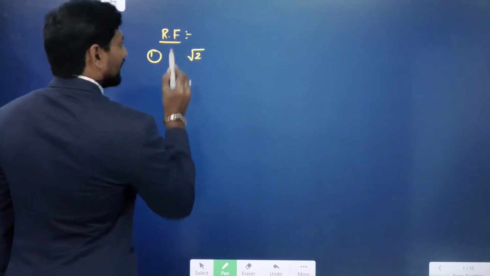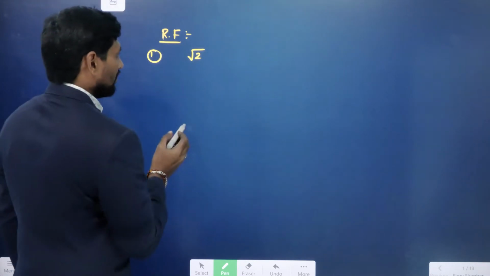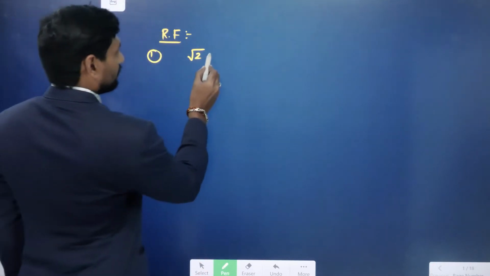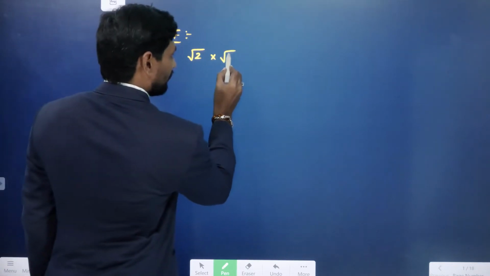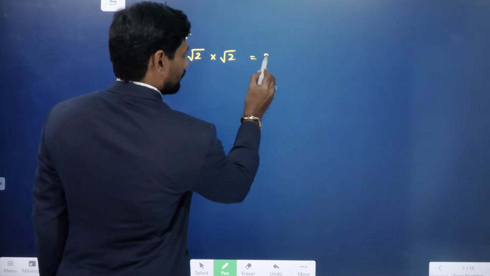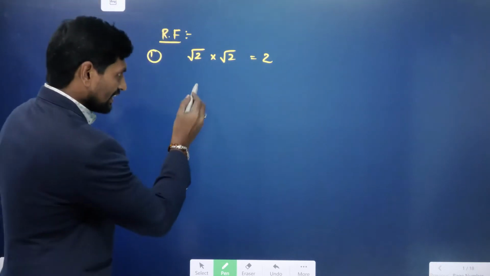For example, root 2 is there. Root 2 is an irrational number or a surd. I told you already, every surd will be an irrational number, but every irrational number need not be a surd. So root 2, if we multiply with root 2, then it becomes 2. Is it possible? Yes. Let us see.